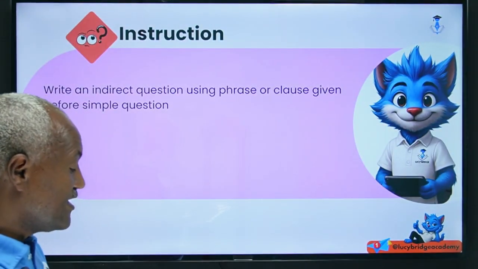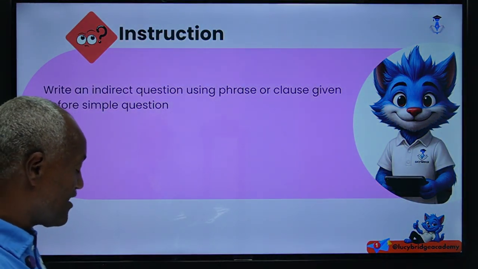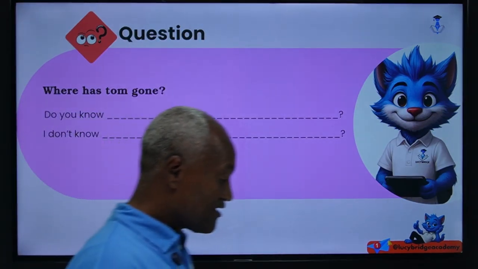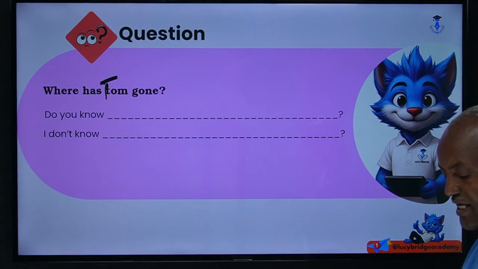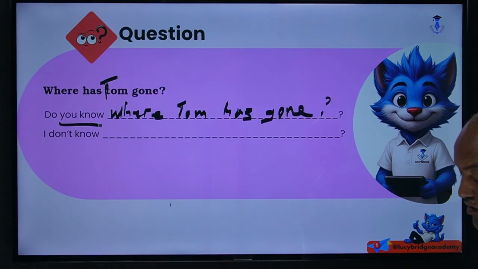So write an indirect question using the phrase or clause given before the simple question. Here you have some examples. For instance, let's do it together. The first one: "Do you know?" It says the direct question, "Where has Tom gone?" This is capital. "Do you know where Tom has gone?" Have you seen? Subject plus verb arrangement. Yes, question mark, because this is "do you know."